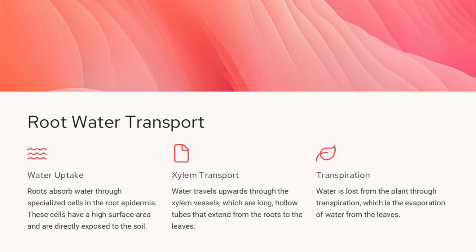The root is the key entry point for water into the plant. Specialized cells in the root epidermis have a large surface area to absorb water from the soil. Water then travels upwards through the xylem vessels, which are long, hollow tubes that extend from the roots to the leaves. This upward water transport is driven by transpiration, the evaporation of water from the leaves. Transpiration creates a pull that draws water up from the roots through the xylem.